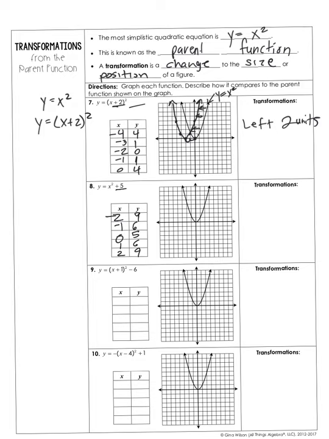1, 2, 3, 4, 5. There's my vertex: (1, 6) and (-1, 6). And those are the only 3 points on the actual coordinate plane. Okay, so I can go ahead and graph this.